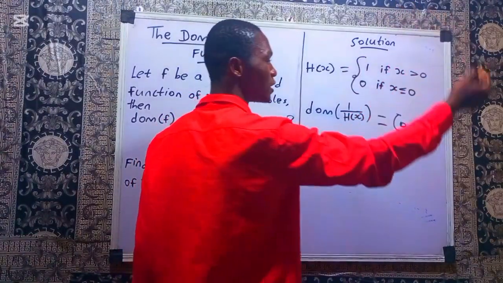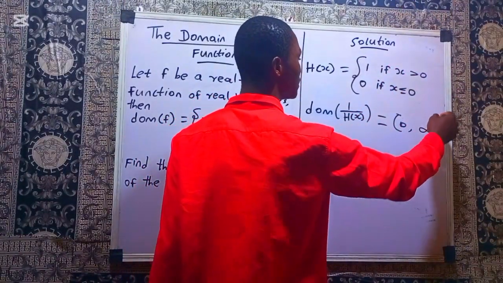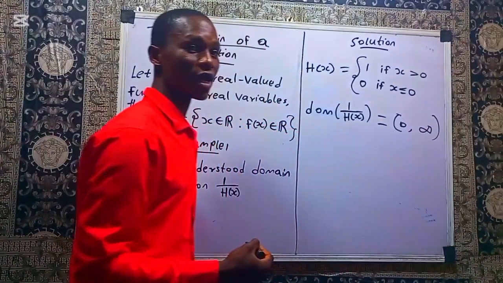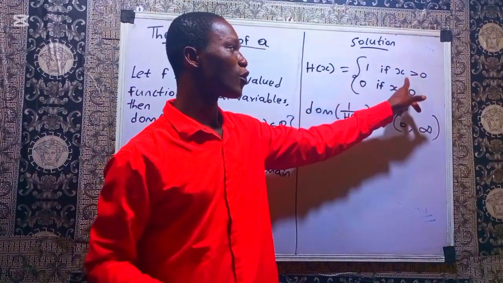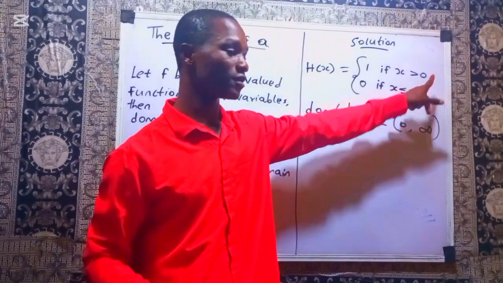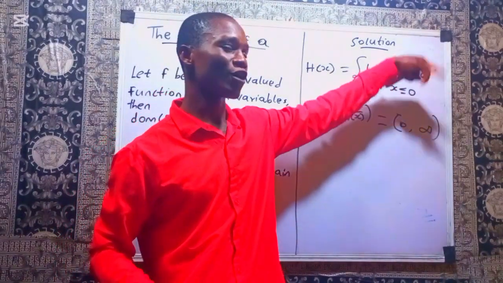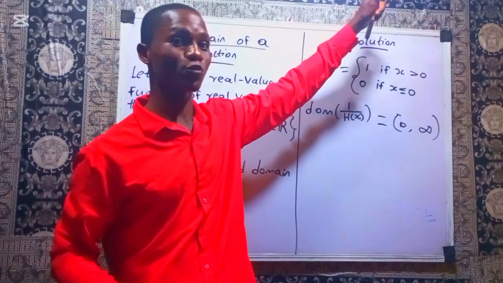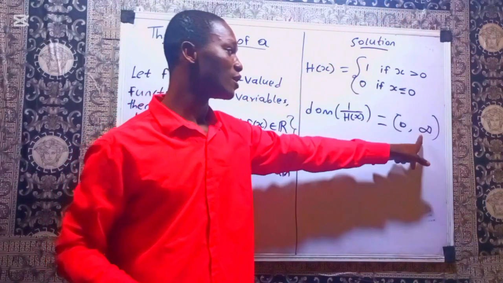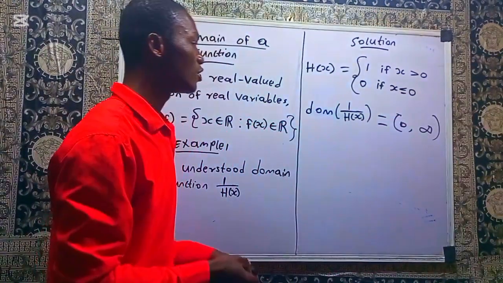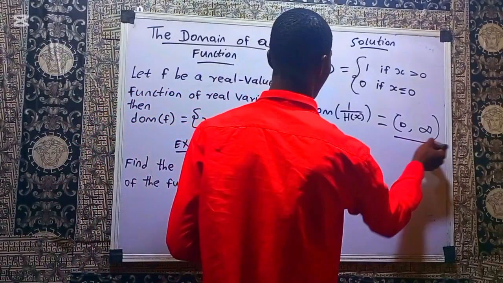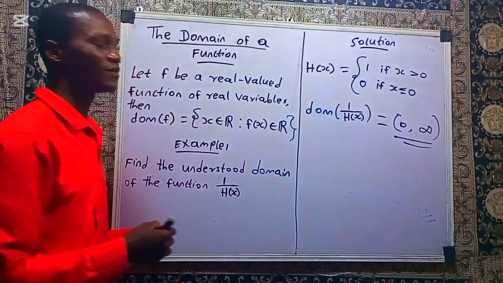Then from 0 upwards, going to positive infinity. So I use an open bracket at 0 because 0 is not among all numbers bigger than 0. Then that's all numbers bigger than 0, there are many going towards infinity. But infinity is not a real number, so I use an open bracket at the side of infinity. So this becomes the domain of 1 over Heaviside of x.